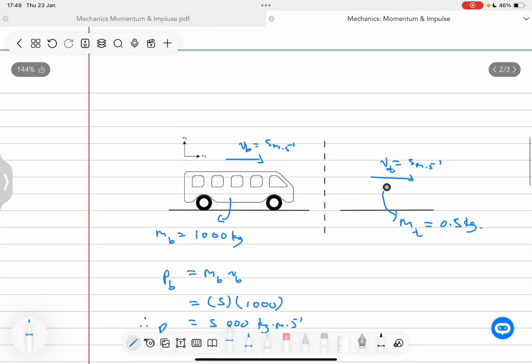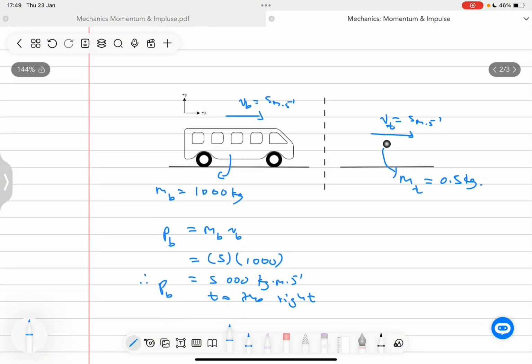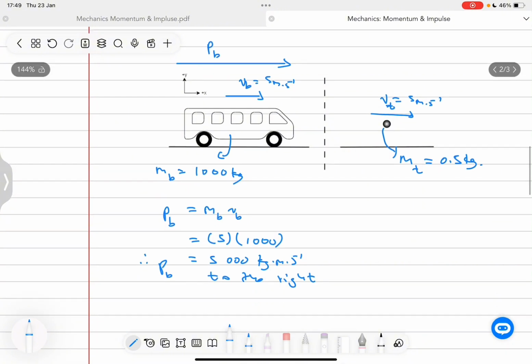Now this is to say that if I were to draw a vector that represents this, it's going to be a long vector like that. That represents the momentum of the bus. So you can see here that we have a big momentum.